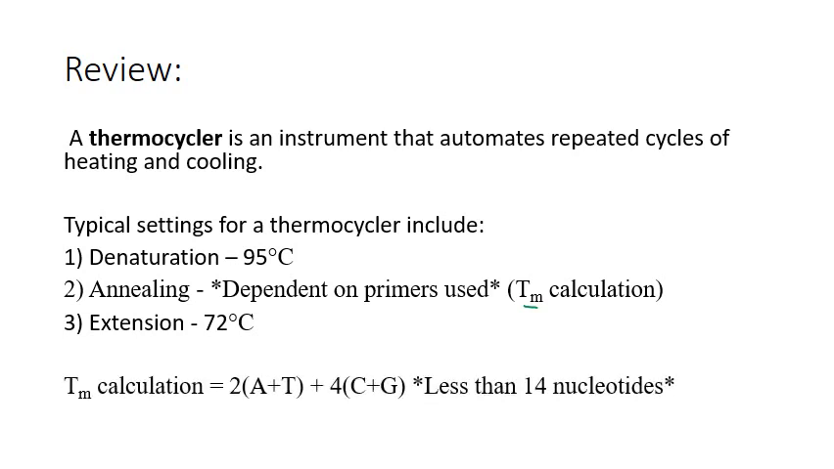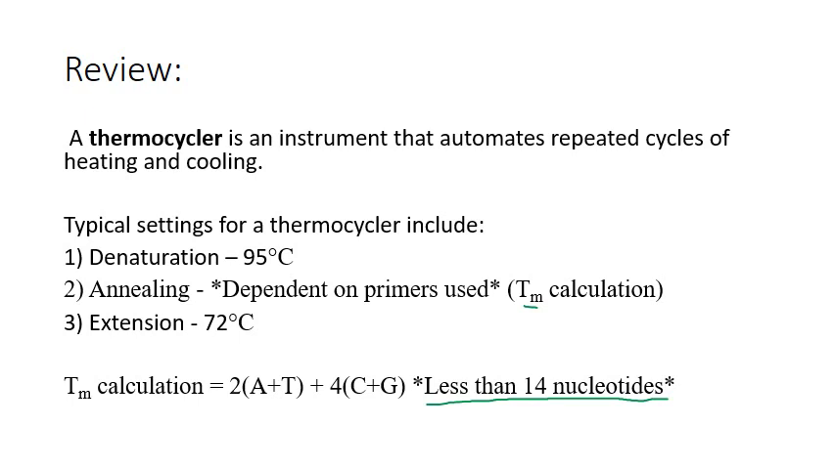And we said before, the TM calculation is 2 times the number of A's and T's that you have in your primers, plus 4 times the number of G's and C's that you have in your primers. And that's only used if you have less than 14 nucleotides. Anything more than 14 nucleotides, you have to do the other calculation, or you go to NEB's website and plug in the sequence yourself.